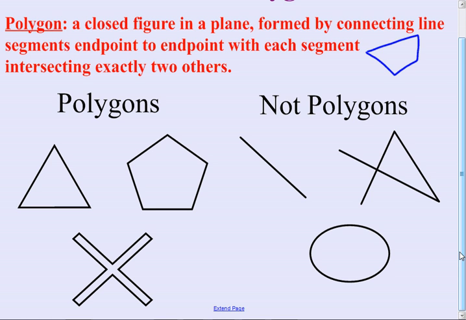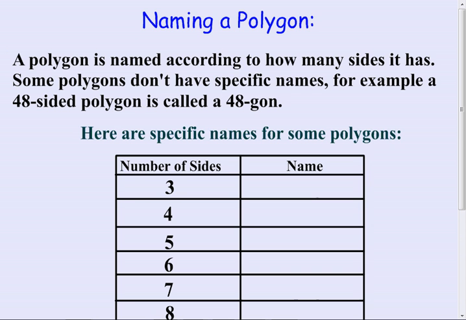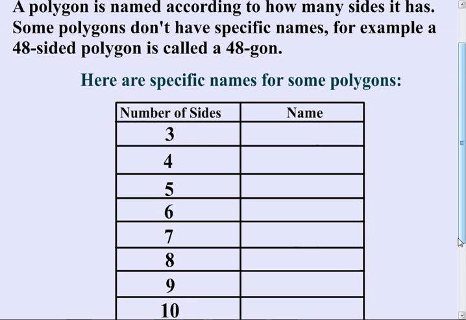Okay, this isn't a closed figure. If I did that, then you could maybe call it a polygon. Okay, that's like a circle. Circles are not polygons. Okay, do you remember the names of the polygons? A three-sided figure, you should know that. Triangle.